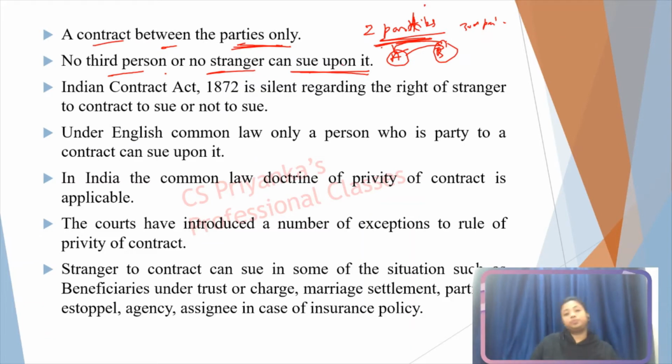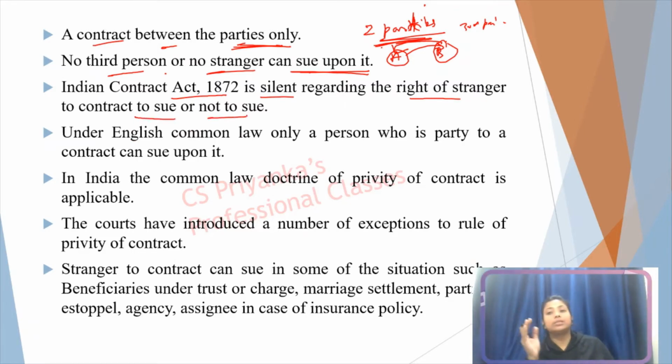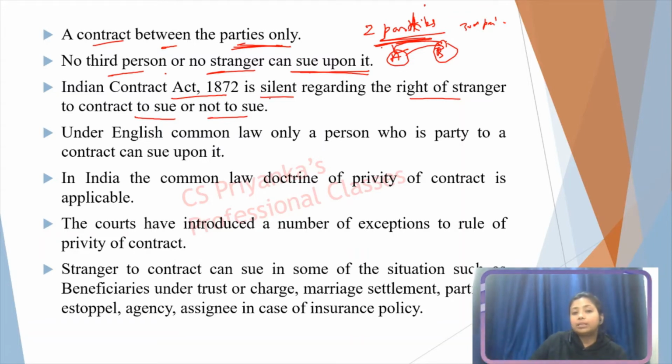Now, Indian Contract Act 1872 is silent regarding this right of a stranger to contract to sue or not to sue. That means whether any third party can interfere in the matter of the parties to a contract or not, this matter is fully silent in this act, that is Indian Contract Act 1872.